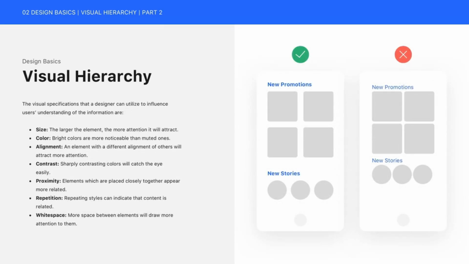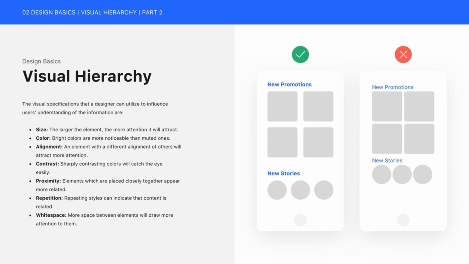The visual specifications that a designer can utilize to influence users' understanding of the information are size. The larger the element, the more attention it will attract. If you're familiar with HTML and the web development process, you may know that we have 6 kinds of headers from H1 to H6. H1 is the largest header and H6 is the smallest one. So when we want to get so much attention, we will use H1.